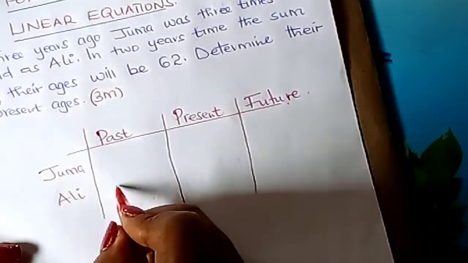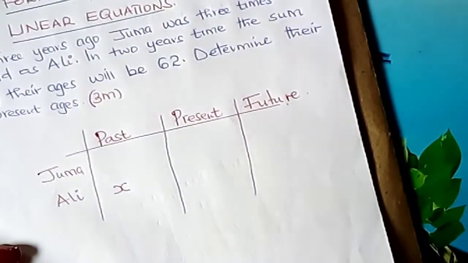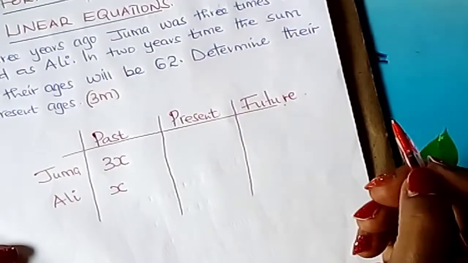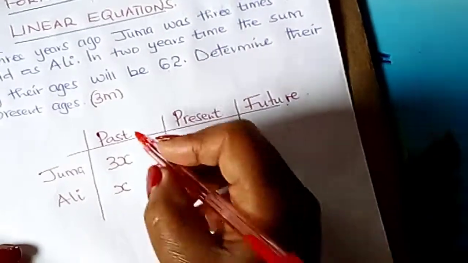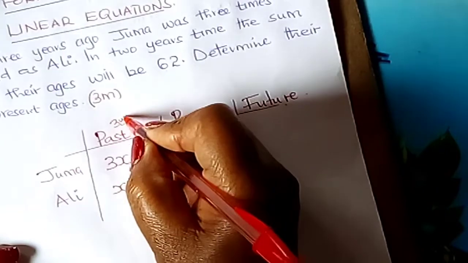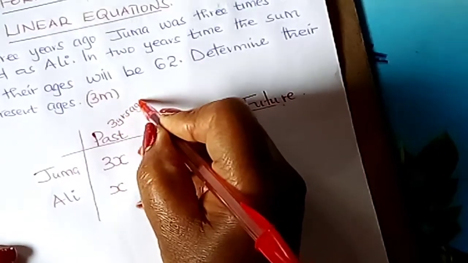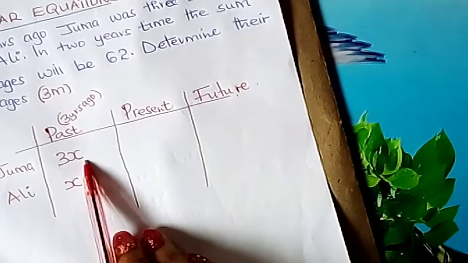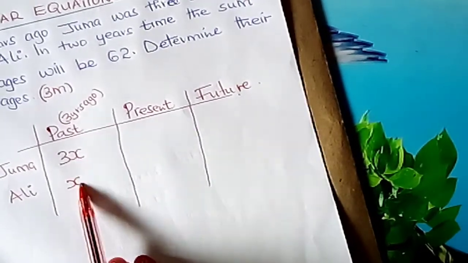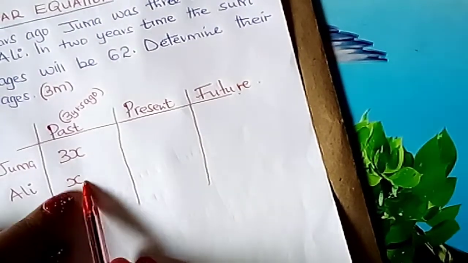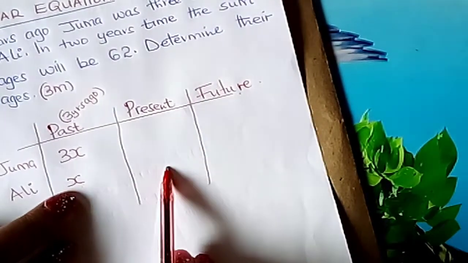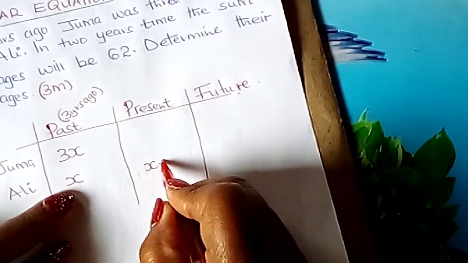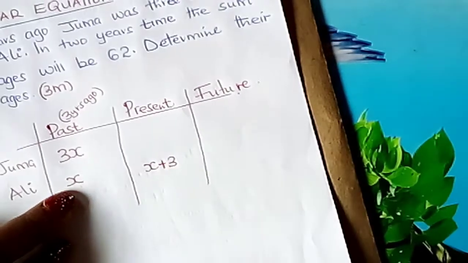So you say, let Ali be X 3 years ago. Let Juma be 3X because he is thrice as old as Ali. And therefore, here you can even indicate that this was 3 years ago. So learner, after writing that, you ask yourself, if 3 years ago these were their ages, then what is the age of Ali today? To go to the present, you add the 3 years. So Ali today has gained 3 years. He is X plus 3.